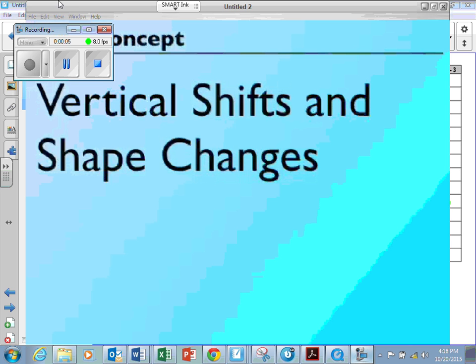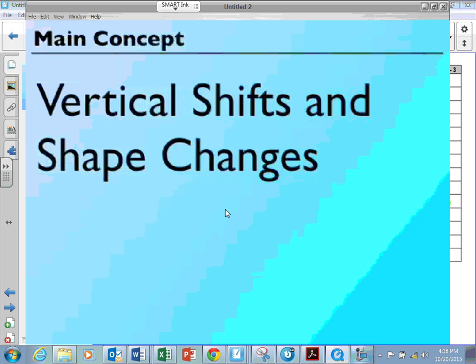3.11 notes. The main concept here is vertical shifts and vertical shape changes. So that's a little addition here to what's already there. Vertical shifts and vertical shape changes. We want to be a little more descriptive about what type of shape changes are happening here.